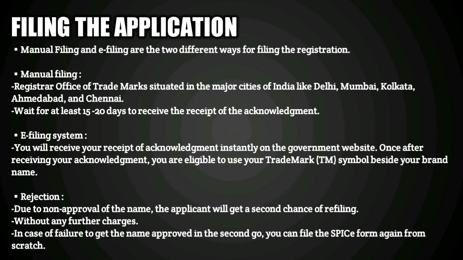Once you receive your acknowledgement, you are eligible to use your trademark symbol beside your brand name. Moreover, in case of rejection due to non-approval of the name, the applicant will get a second chance of refiling the same without any further charges. It means you get two chances of filing the same form without any extra charge of paying rupees 1000 both the times. In case of failure to get the name approved in the second chance, you can file the form again from scratch. This will any day prove to be cheaper than opting for the first option. The whole process, including name approval and incorporation, takes around 2 to 3 days.